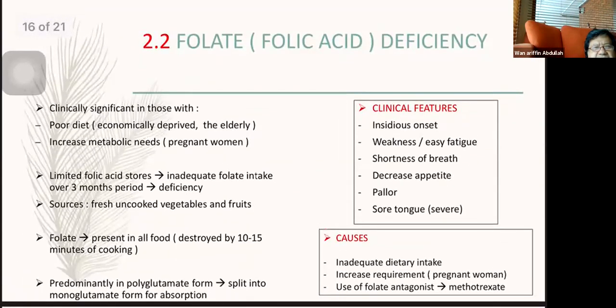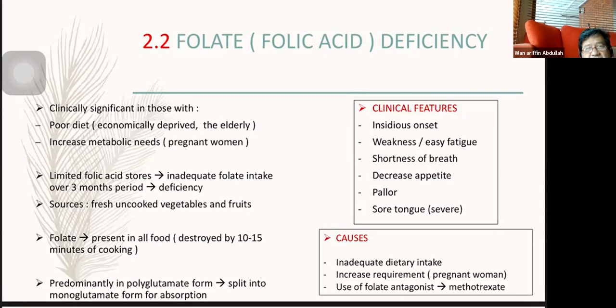So you see, it is clinically significant in the elderly and pregnant women. It's not common in children, like I said. The availability in the stores is longer, it takes longer for the folate stores to be depleted. That's why it is not very common. B12 stores take even longer to be depleted, many more months. I'm sure you will tell us afterwards.